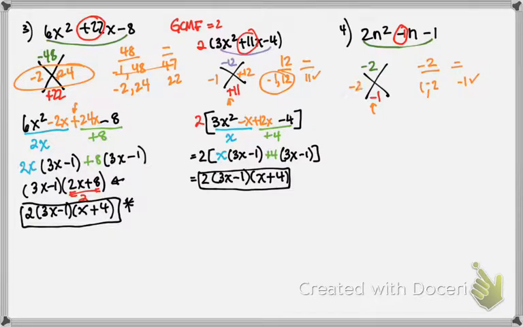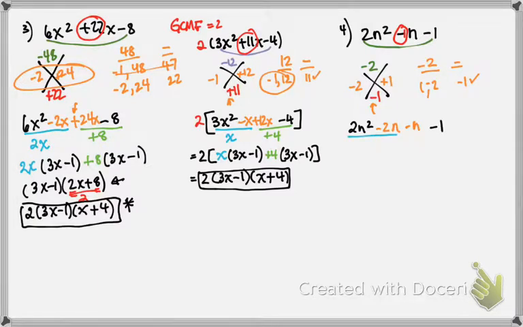So I'm going to put the negative 2 first. Remember, I want to put the positive in the third spot. So we're going to go ahead and take our 2n squared and our negative 1, place them in, and then we're going to split the middle term. We have negative 2n minus n. And then we're going to go ahead and factor by grouping.